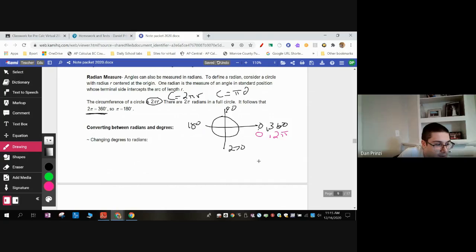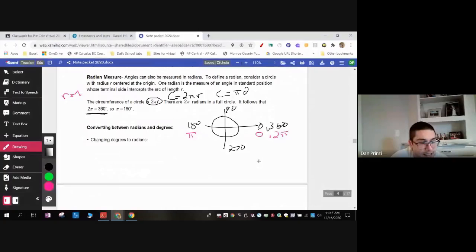360 is around a circle. That's circumference. The formula is 2 pi r. On the unit circle, the radius is 1. So now 360 is 2 pi, 180 is pi. Does that make sense? Half of 360 is 180. Half of 2 pi is 1 pi. 90 is half of 180.